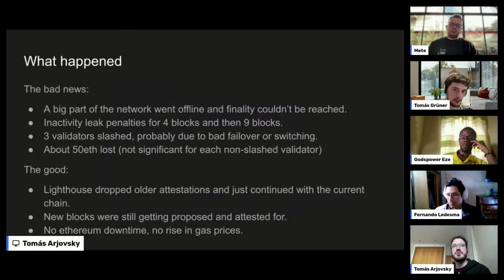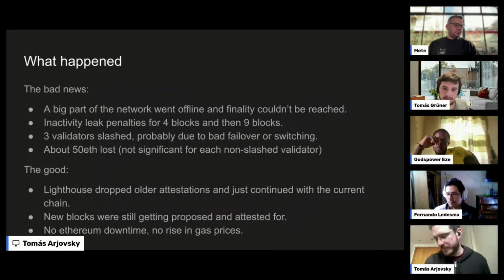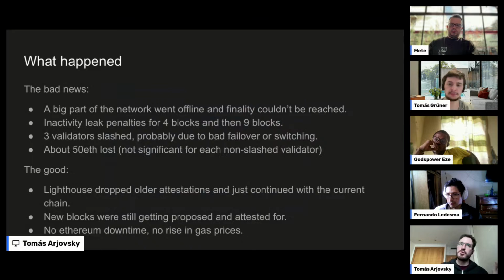There were not enough attestations, and there were also many attestation and block duties that were not fulfilled. So there was a lot of missed stake. Maybe there was about 50 ETH that was lost. Not lost because it was burned, but lost because it was not gained by the validators in their normal duties. And there were 2 inactivity-leak periods, one for 4 blocks and then one for 9 blocks.